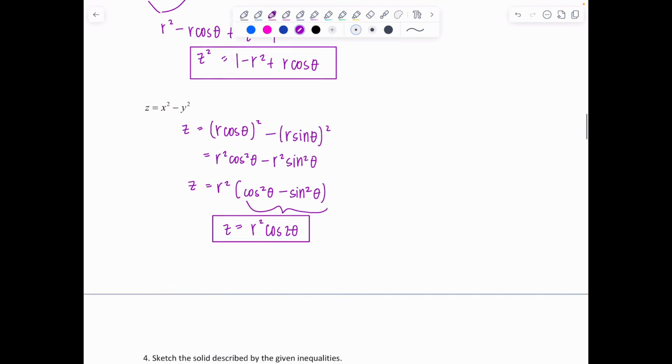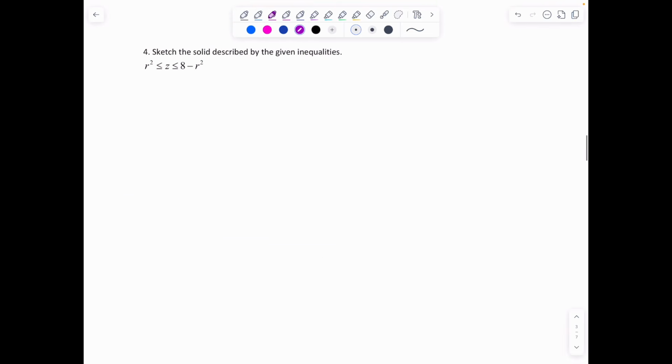Okay, very nice. Next example, sketch the solid described by the given inequalities. So we've got r squared is less than or equal to z is less than or equal to 8 minus r squared. So let's look at this lower bound. Z is always greater than or equal to r squared. Well, if z equals r squared, what is that? Maybe you need to write it in rectangular to recognize it. Z equals x squared plus y squared. That's a paraboloid. The vertex of it is at the origin, right? And it's opening upward.